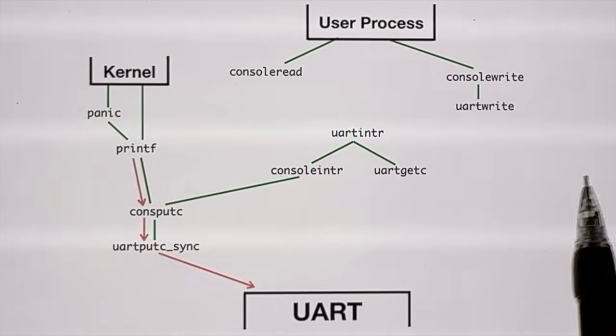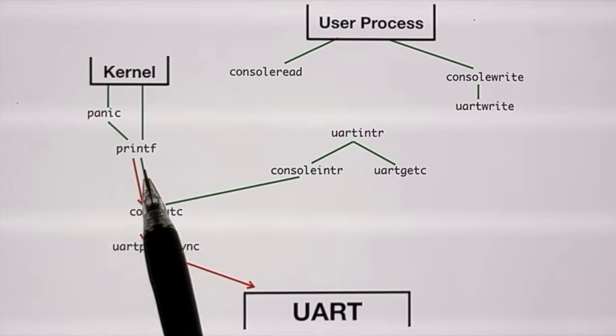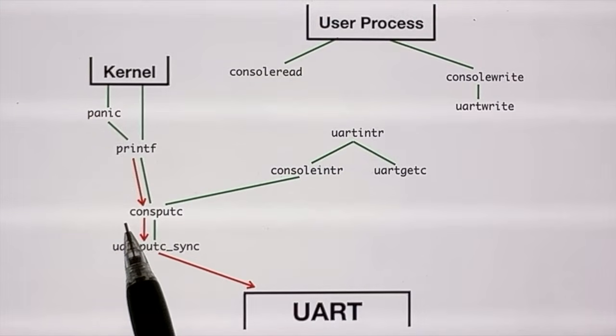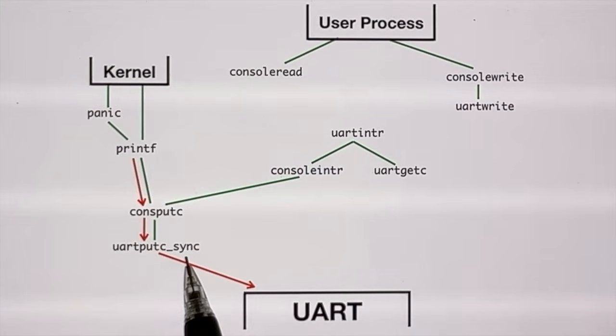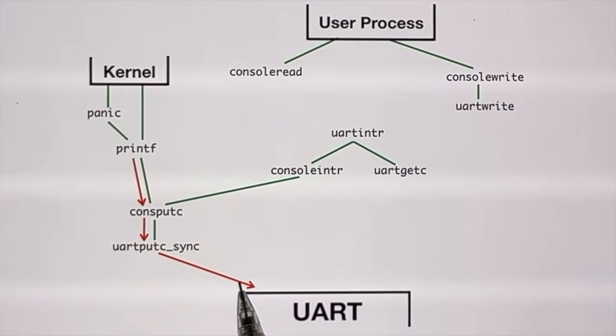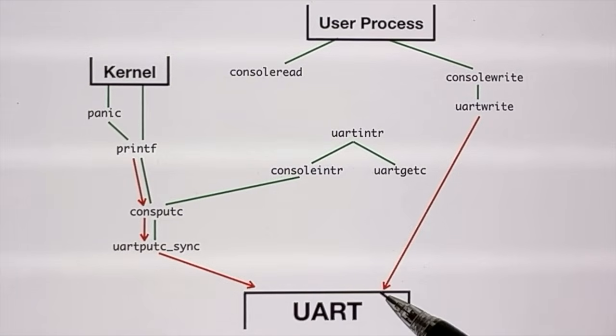I'll use red arrows to show how the bytes flow to the UART like this. Printf passes a character to cons put c, which passes it to UART put c sync, which sends it to the UART device. When the user process wants to write, console write will call UART write, and UART write interfaces with the hardware directly and sends the characters to the UART.